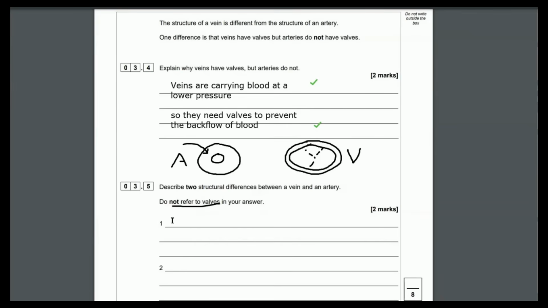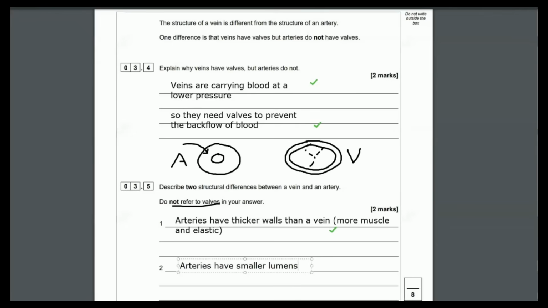Okay, so first of all, the artery has a thicker wall. You can say, if you want to be more technical, it has a thicker layer of muscle and elastic. So veins also have elastic and muscle in their wall, but arteries have more muscle and more elastic because they're carrying blood at higher pressure, bigger contraction, and elastic is to smooth the flow of blood and to cope with recoil.